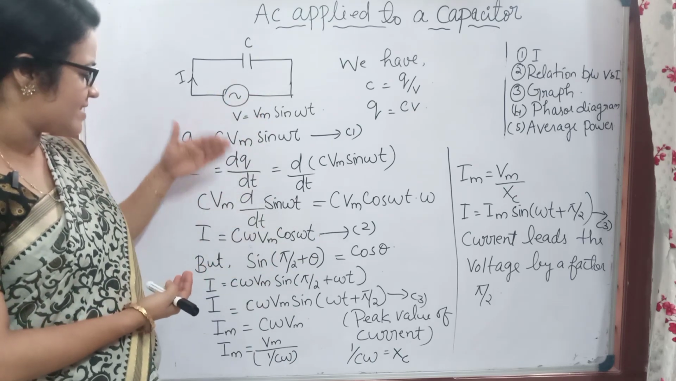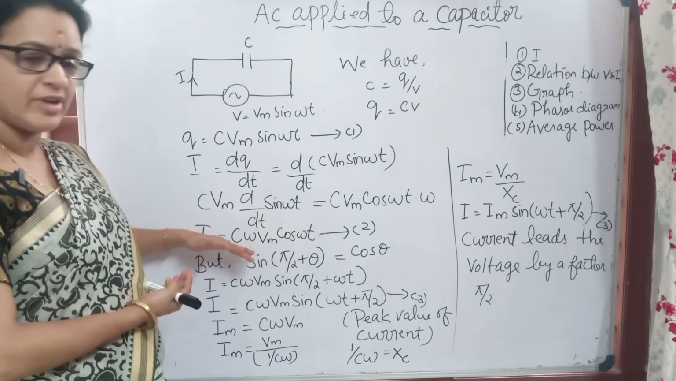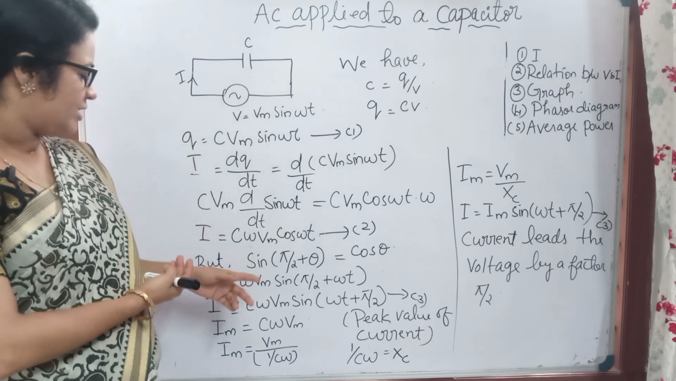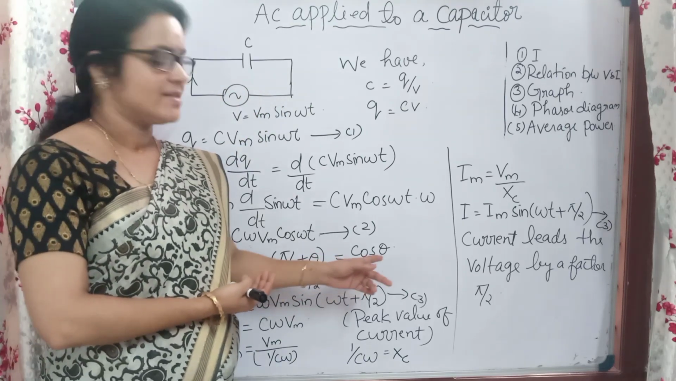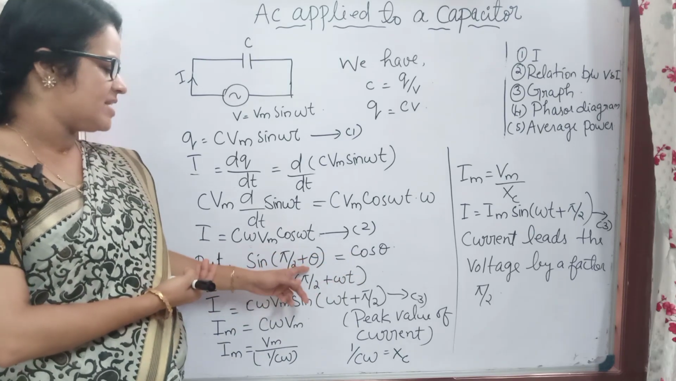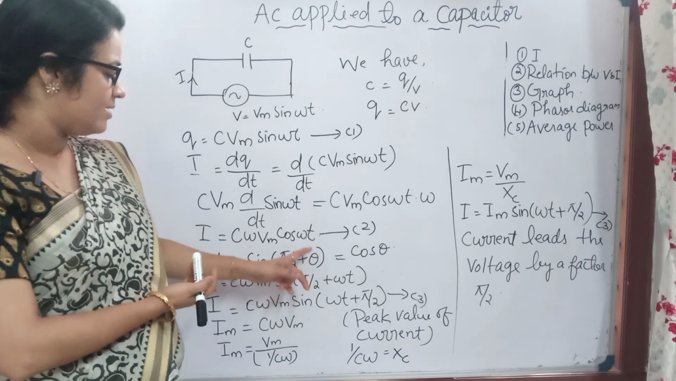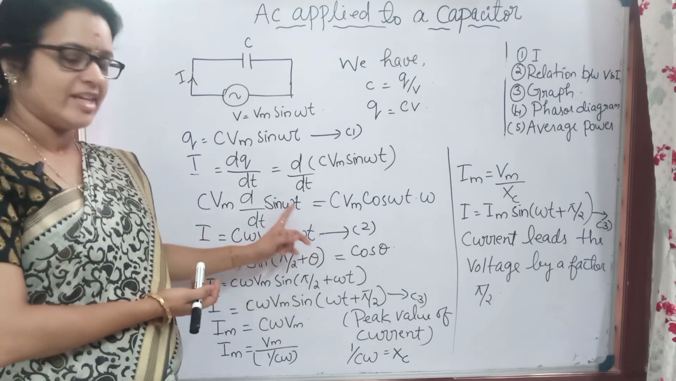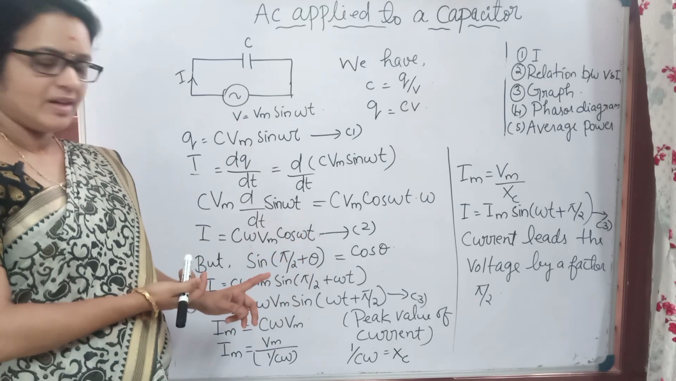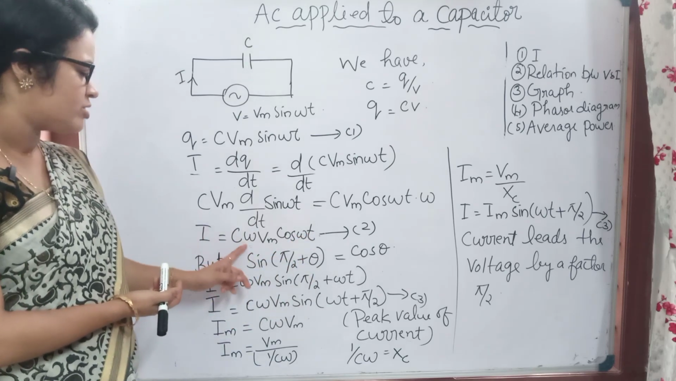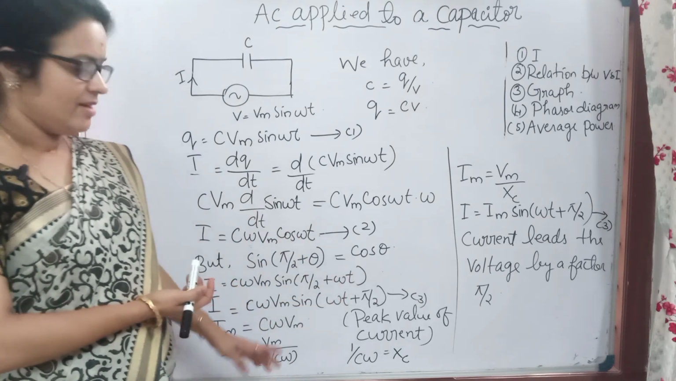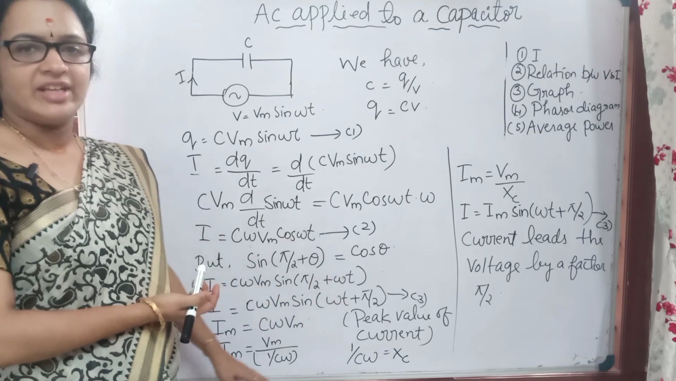So what we have to do is convert that equation of current in terms of sine. For that we have the equation sin of pi by 2 plus theta is equal to cos theta. That we have studied, right? So instead of cos omega t we can substitute sin of pi by 2 plus omega t. Clear? So the equation is I is equal to C omega Vm into sin of pi by 2 plus omega t.